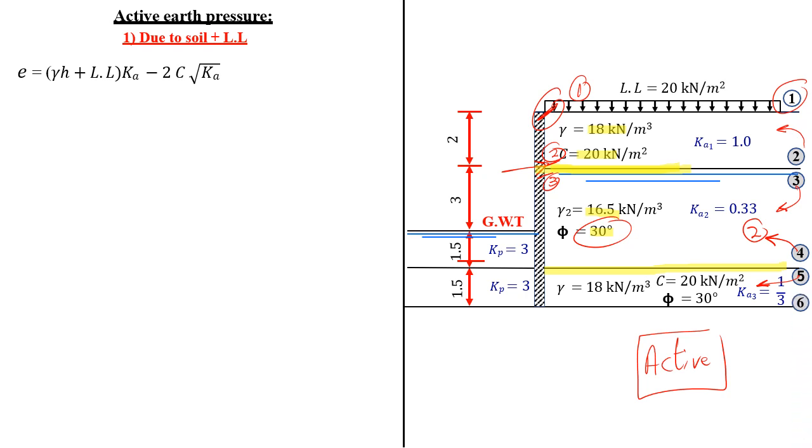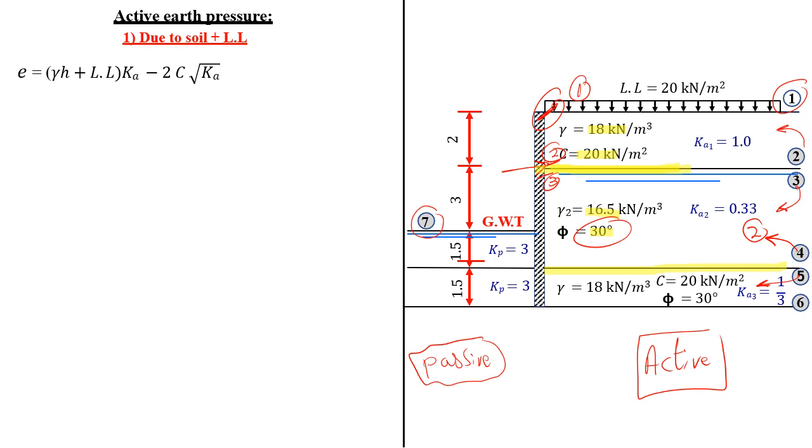And at the very end, you have point number 6, which is at the base of your retaining wall. On the left-hand side of your retaining wall, which will be calculated using the passive earth pressure equation, you have a point here, which is point number 7. It's at the base of your excavation.